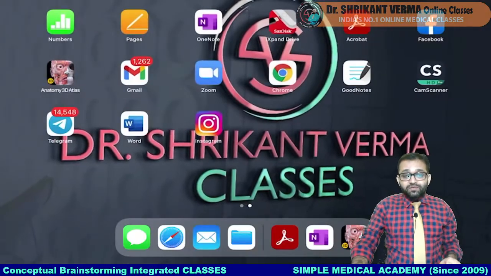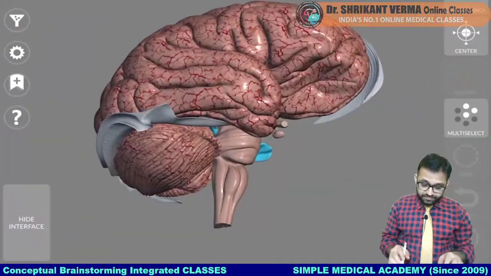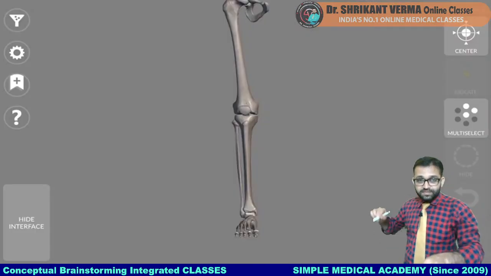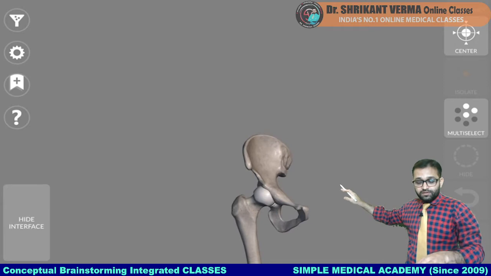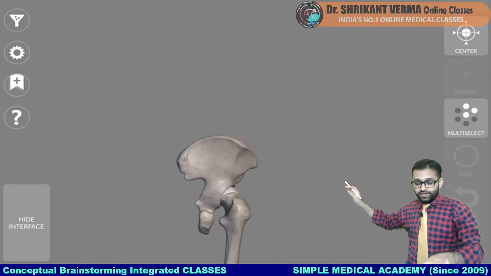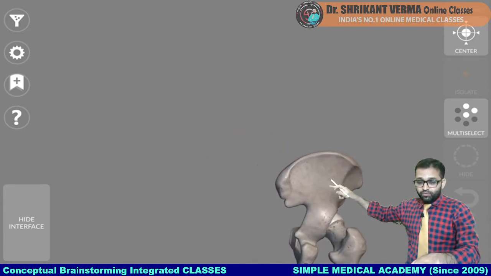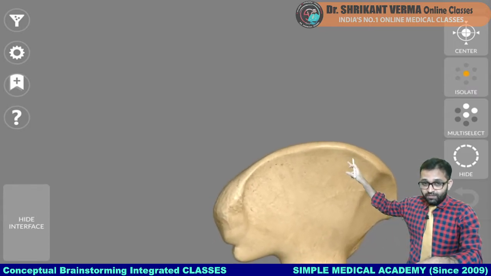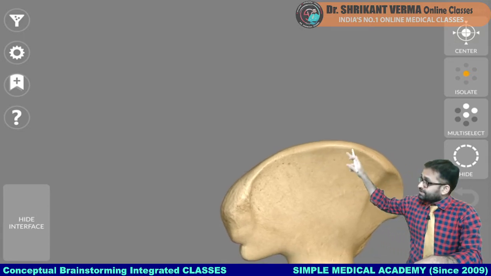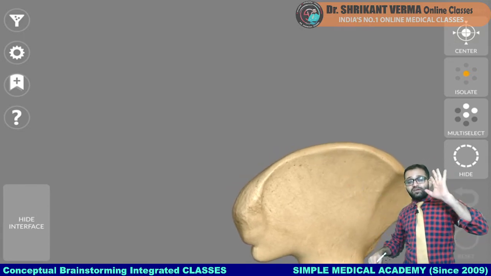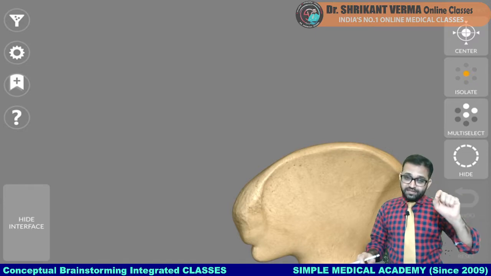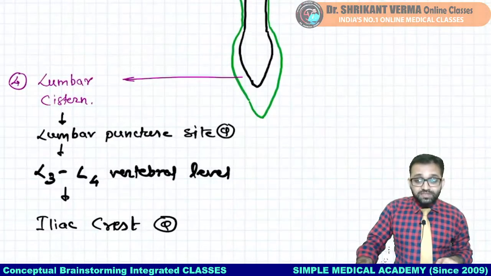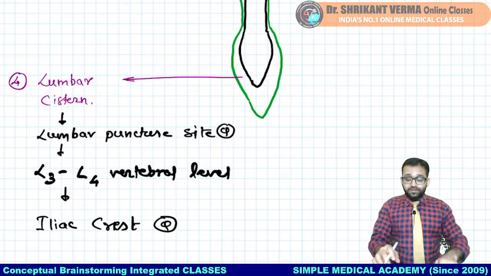See here, with our proper three-dimensional orientation. Yes, observe what is the iliac crest. Yes, sir. This is our lower limb hip bone. So when you are observing the back side of the hip bone, it is having the thick upper border. This thick upper border is known as the iliac crest. This is located at our L3, L4 level. In between that L3, L4 you will introduce the needle. Fine. So this is our point related to the lumbar cistern.